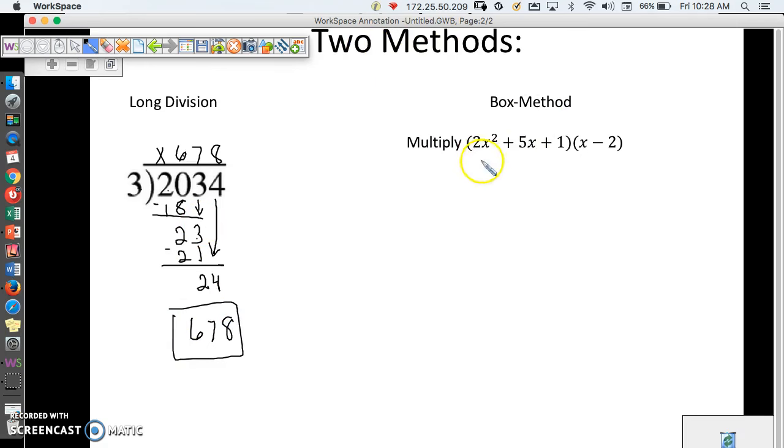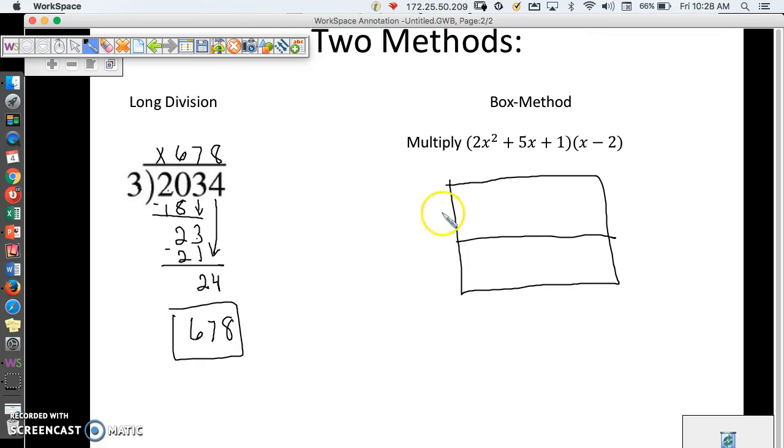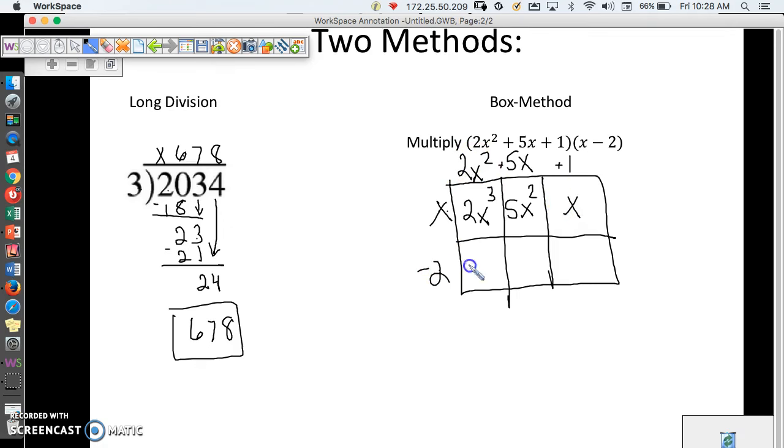I'm also going to remind you of multiplying with the boxes. So if we were to multiply this, x minus 2, and then we would have 2x squared, 5x, and 1, and then we multiplied 2x squared times x, 2x cubed, x times 5x, 5x squared, x times 1 is just x. I usually put pluses. 2x squared times negative 2 is negative 4x squared, negative 2 times 5x is negative 10x, and negative 2 times 1 is negative 2, and then we combine like terms.